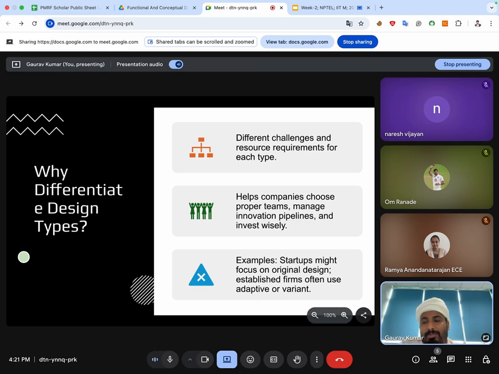So the strategy and vision pipeline is like, a startup might want to focus on original designs to disrupt the market. Meanwhile, companies like Tata or Samsung might focus on adaptive or variant design to improve or diversify existing products. Next one is practical insights for students. As young designers, knowing your design type helps you manage expectations. So don't treat a variant project like an original one, or you will waste time and overcomplicate.